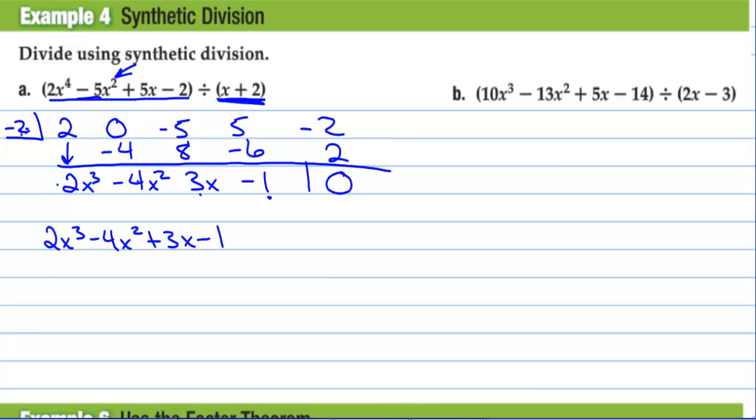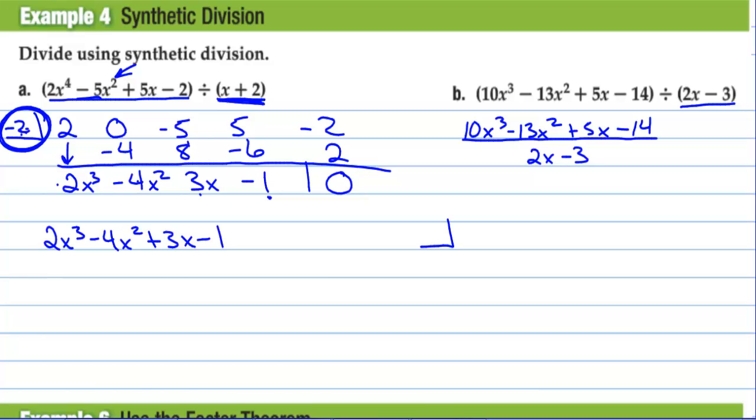Now when we divide by 2x minus 3, it's like this. We have 10x to the 3rd minus 13x squared plus 5x minus 14, and we're dividing by 2x minus 3. Now we want to do this with synthetic division. So like over here on A, we need a number to put in the box. And the number that we put in the box is as if we're solving this for 0. It's 2x minus 3 equals 0. So we add 3 and divide by 2. So we're putting 3 halves in the box here.